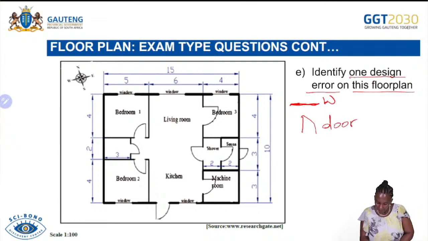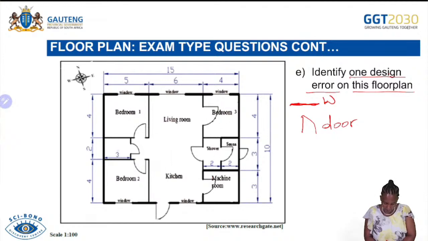Now it says identify one design error on this floor plan. Error number 1. Let's have a look. Okay, bedroom 1, there is a window, there is a door. Living room, there is a window. There's no door. Okay, fine, it's an open plan. The door is for the kitchen. So you only enter the living room using the kitchen door. And then there's the window for bedroom 3.